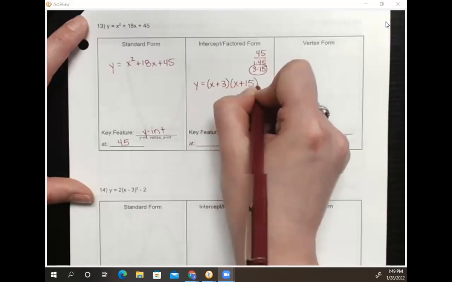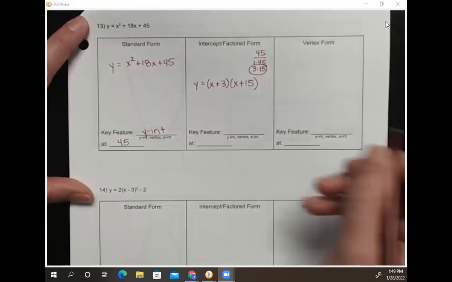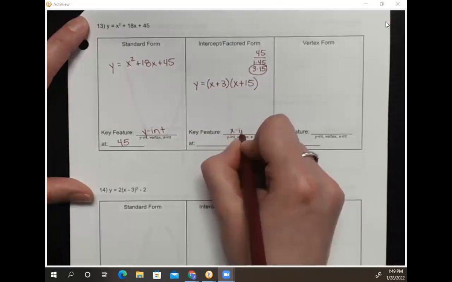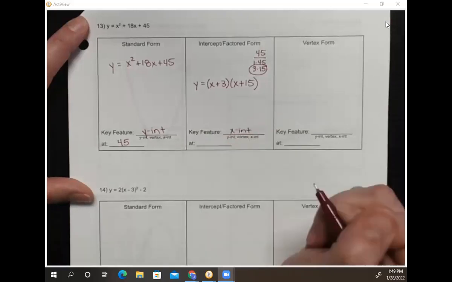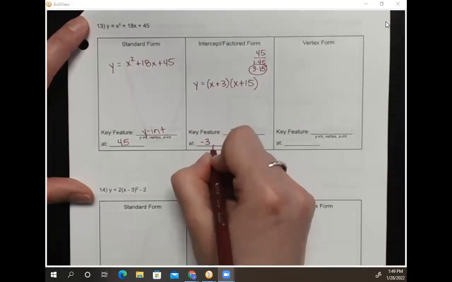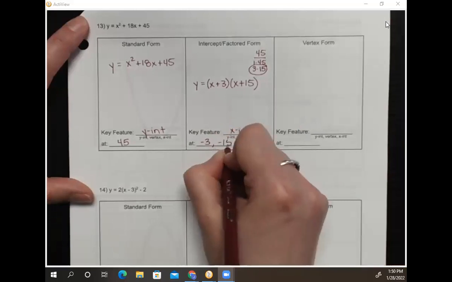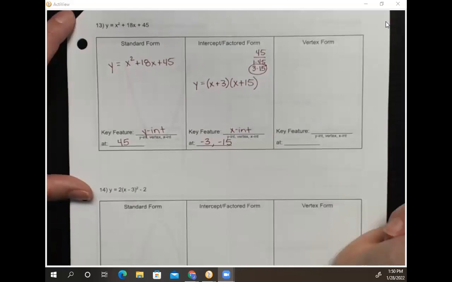There's my factored form. Factored form, remember, shows me the x-intercepts. And my x-intercepts here are -3 and -15. Remember, no parentheses here. I'm not describing a point.